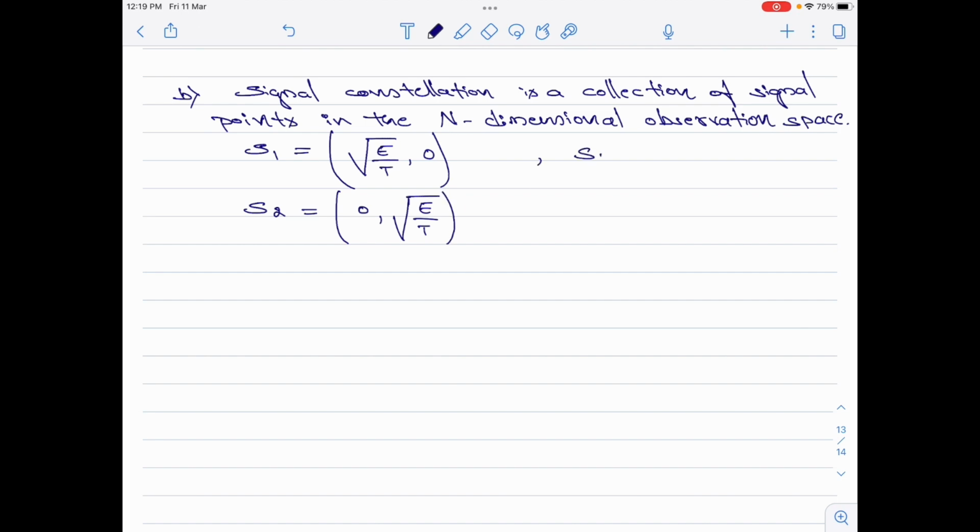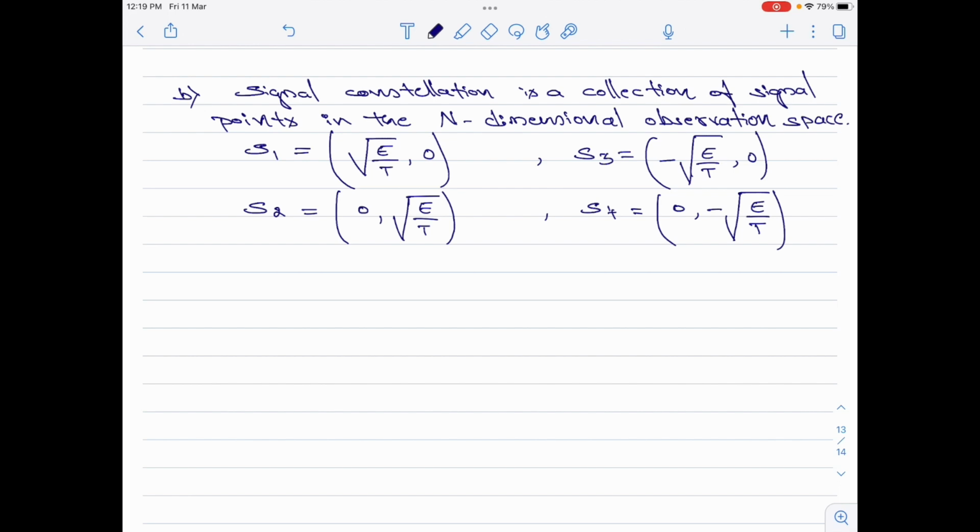S3 is simply minus of S1. So, it will be minus of square root of E divided by T comma 0. And lastly, S4 is equal to 0 comma minus square root of E divided by T. These are the coordinates of the signal points, and we will now use these coordinates for drawing the signal constellation.